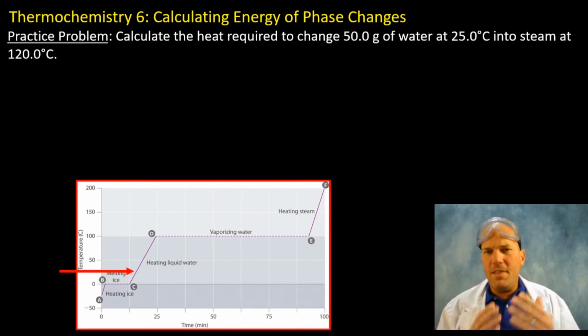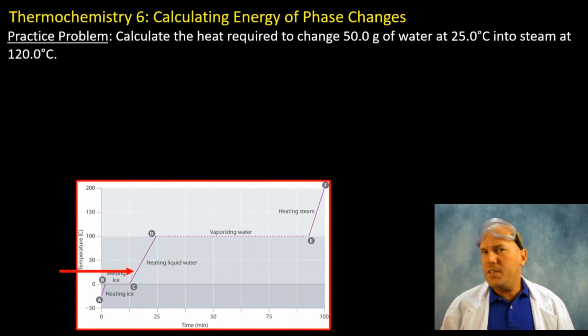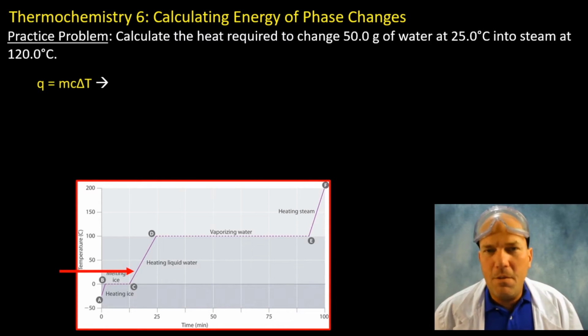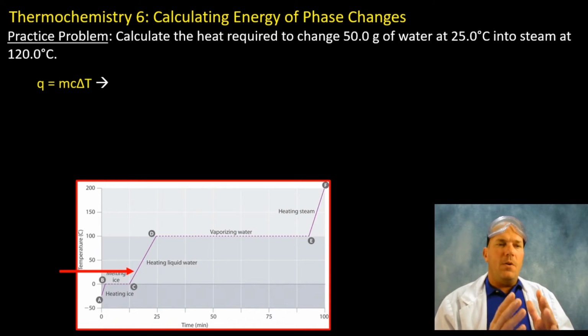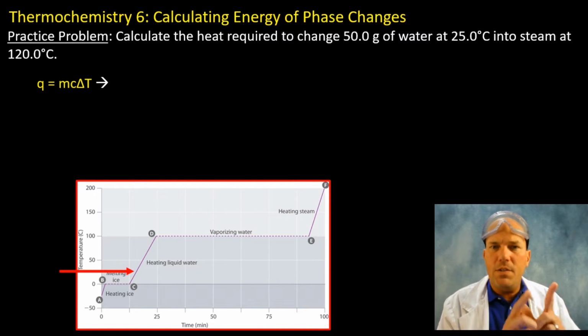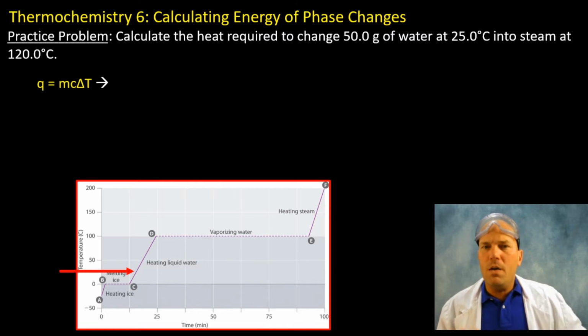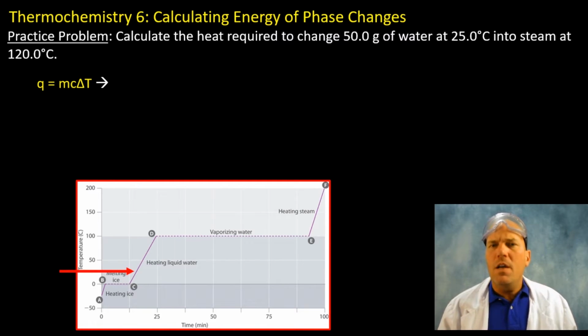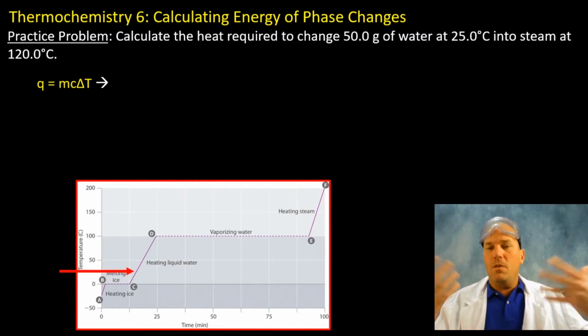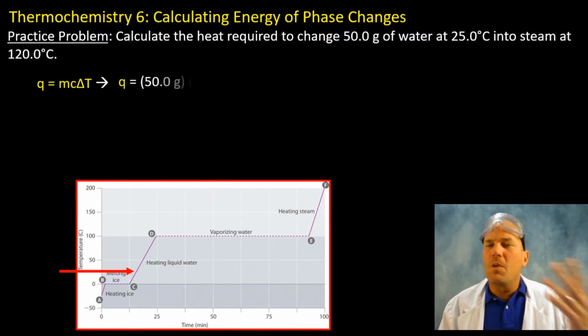Now, if we're in the segment here where we have the temperature increasing linearly as a function of time, then we need Q equals mc delta T. So we're going to calculate the heat, and the value here is going to be in the units of joules. We have the mass of the water. We know the density of water, so 50 grams of water is 50 milliliters, but in this case, we're actually given the mass. We're going to plug that in.